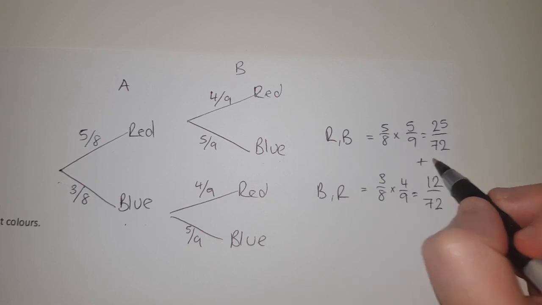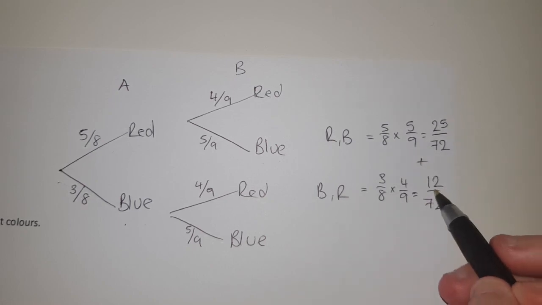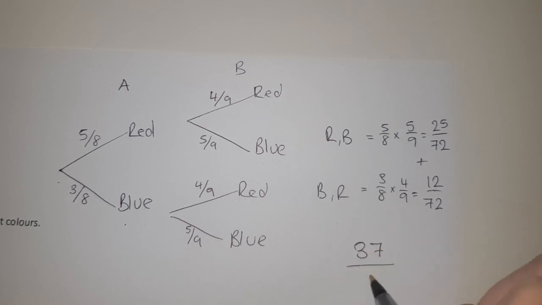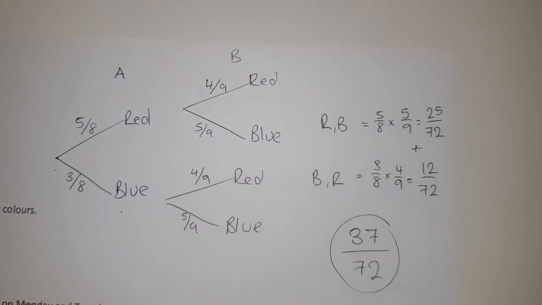Because I've got more than one answer, I'm going to add them together. So 25 add 12 is 37. Bottom number stays as 72. So that's my answer to question 1.